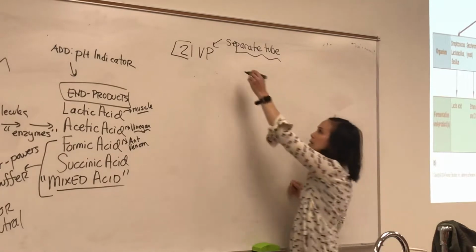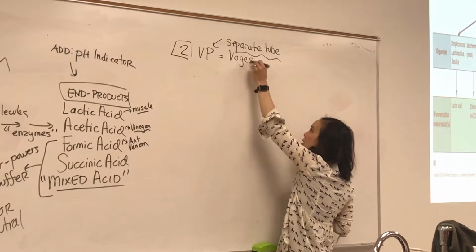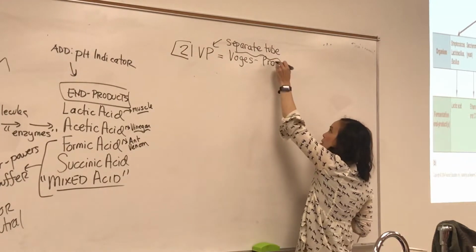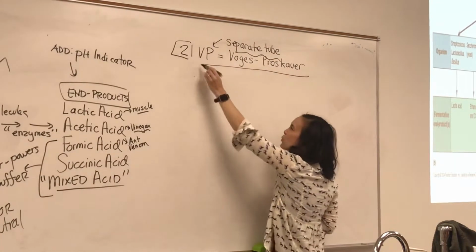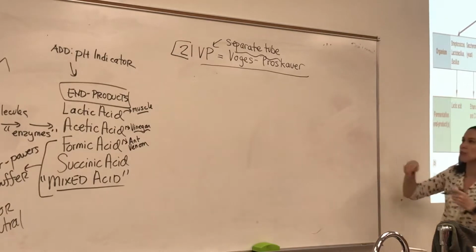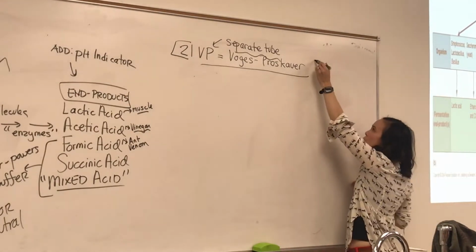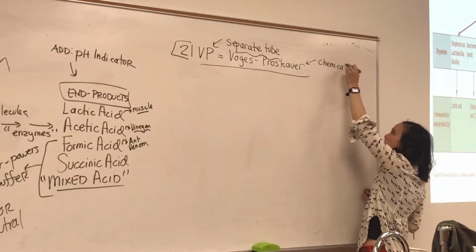So BP stands for Voges-Proskauer. It's kind of a random name. Again, it probably had something to do with the person who discovered it. But the chemicals also are kind of attached. We call the chemicals BP.